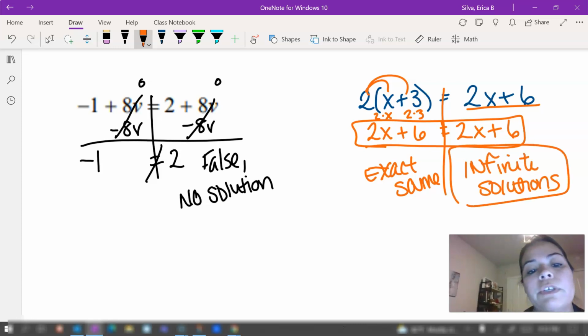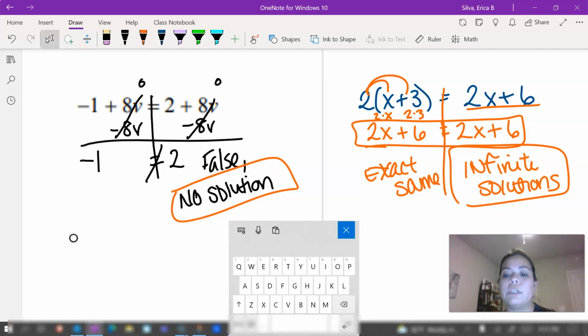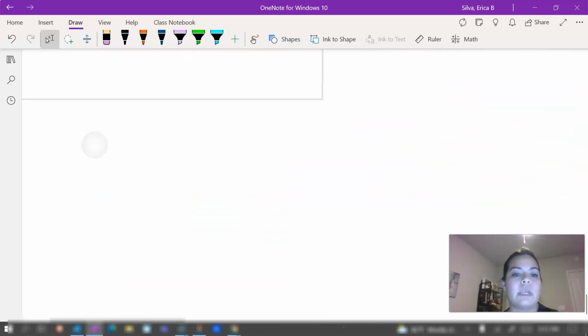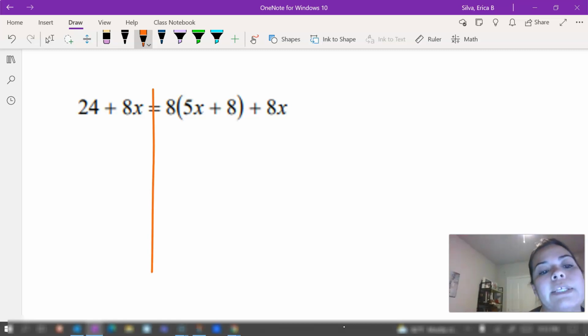So make sure you know the difference. When it's a false result at the end, you have no solution. When they're exactly the same, you have infinite solutions. And then our last example. We're going to go ahead and put our line down the equal sign.